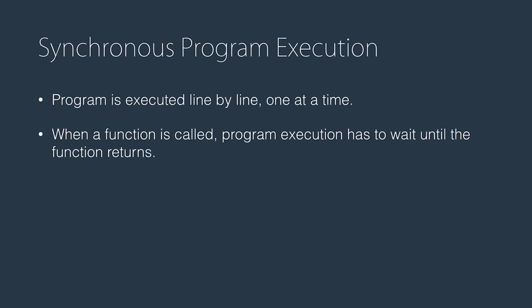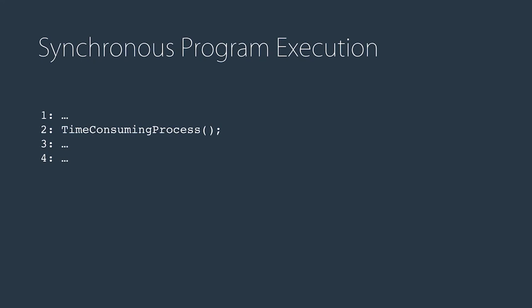In a synchronous program execution model, the program is executed line by line, one at a time. When a function is called, program execution has to wait until the function returns before it continues to the next line. Let me show you a demonstration of that. Imagine here we have a piece of code with 4 lines. In the second line, we are making a call to a function that is going to be a blocking operation. It's going to be time consuming. An example of that is when we access a database or a website.